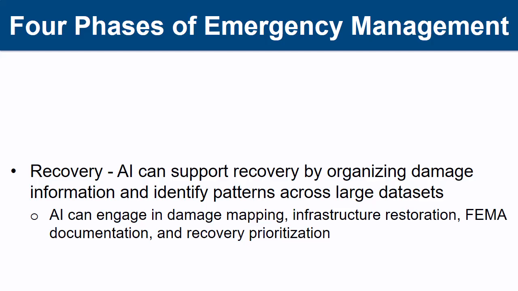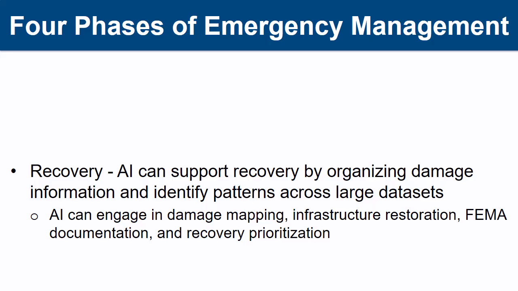AI can help organize damage information and identify patterns across large data sets. Damage maps can show concentrations of severe impacts. Infrastructure information can help officials determine which repairs should receive priority. AI tools can also assist agencies with organizing the enormous amount of documentation associated with disaster recovery and federal assistance programs. However, AI should support, not replace, professional review. Recovery decisions affect communities, public funds, infrastructure, and people's lives.